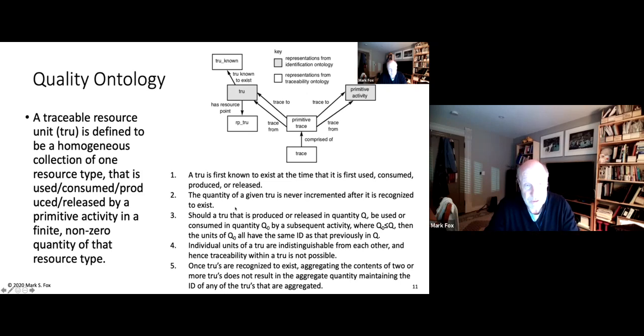So we created this ontology. We defined the ontology for traceability within manufacturing, and we published that work. And then a number of years later, probably about 10 years later, I started to receive messages from Google Scholar telling us that the papers that we had published on quality ontology and traceability were being referenced in papers from the food industry.